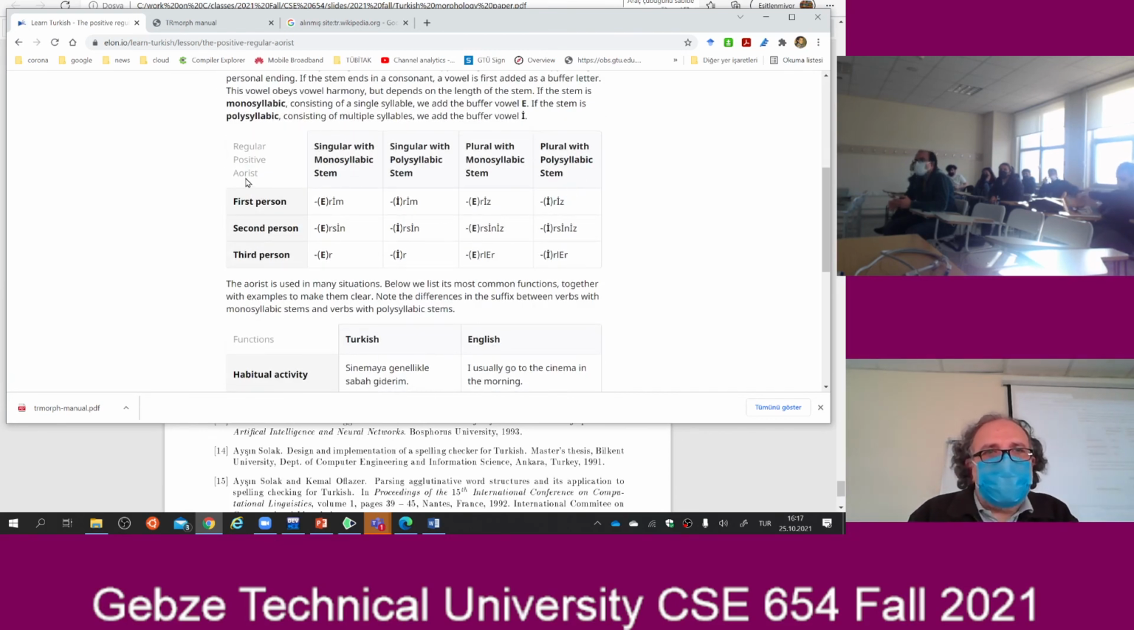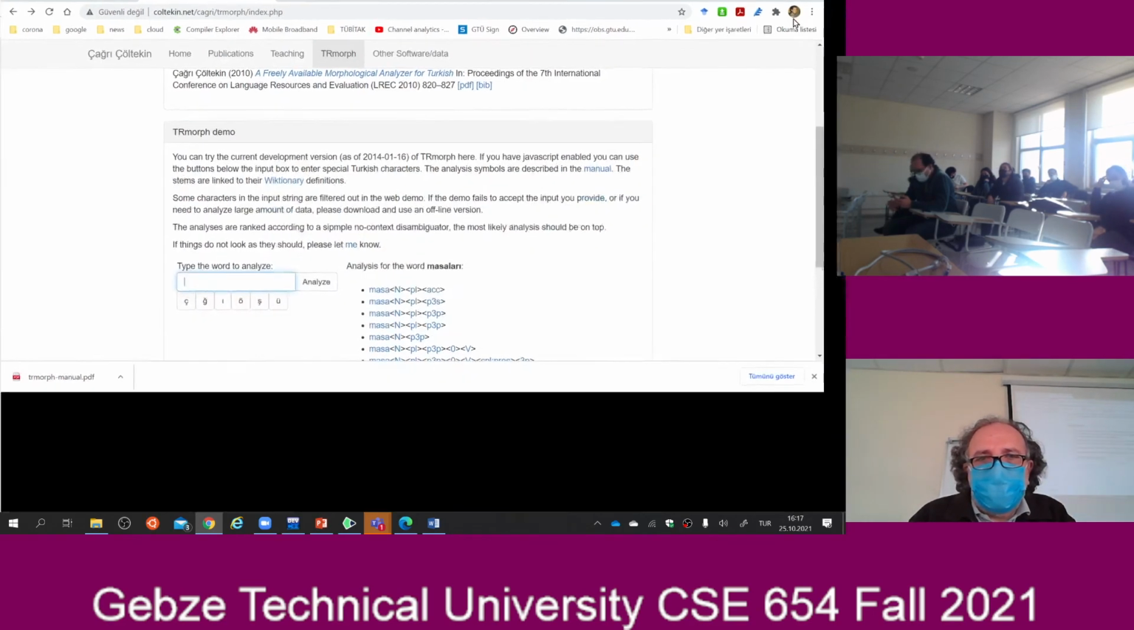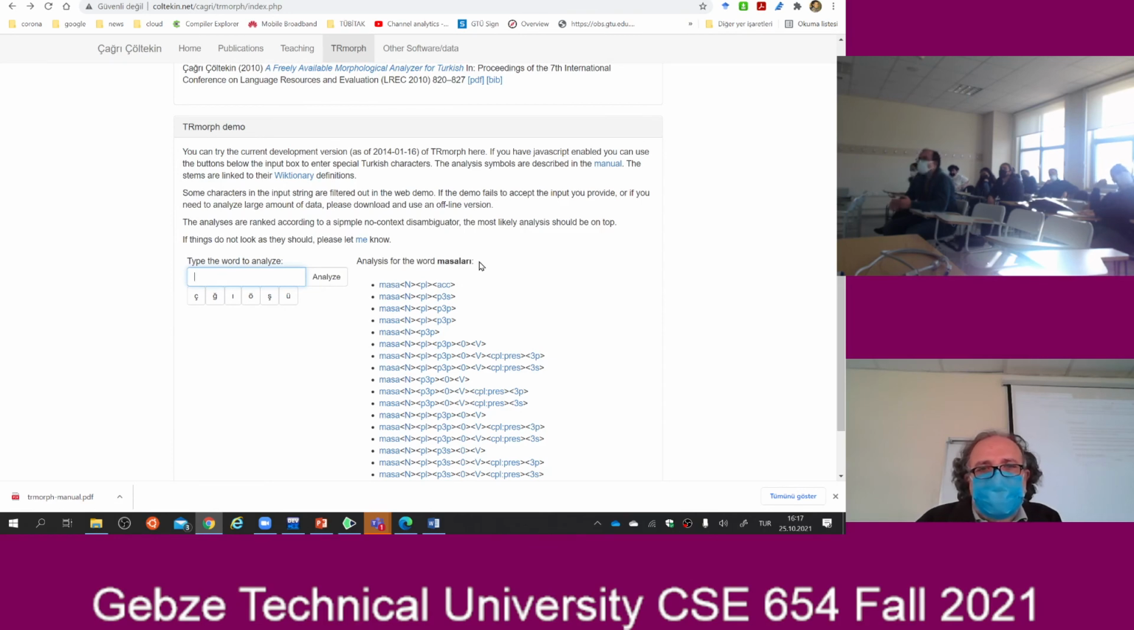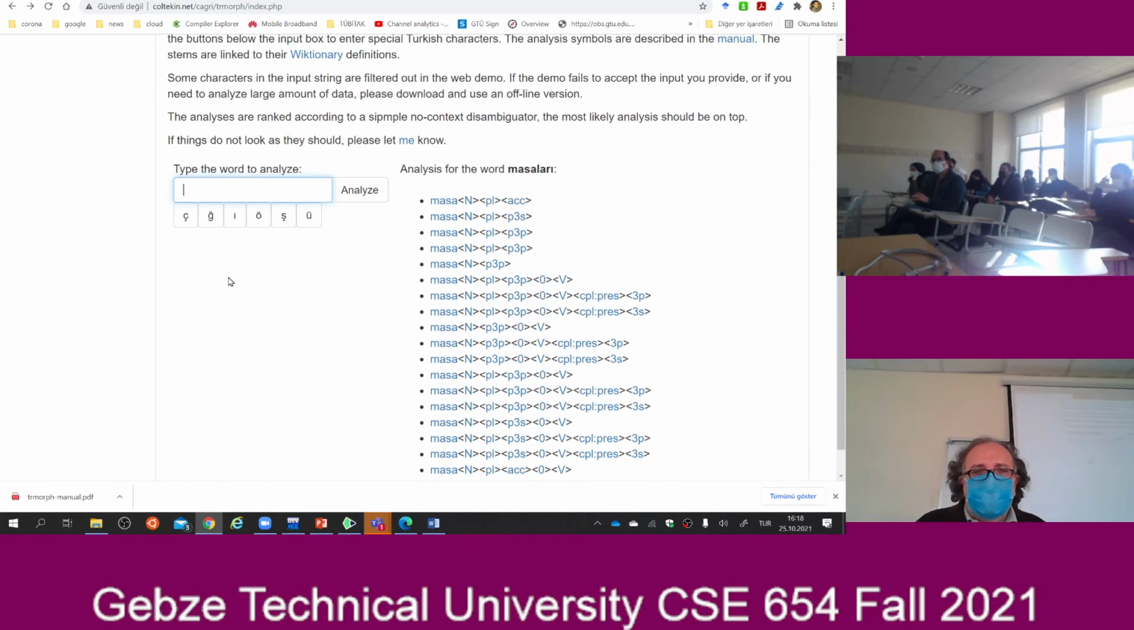Anyway, let's go to this TR morph, if I can find it. I guess it is here. And now we can do, see, masaları. As we did before, there are many morphological parses of it. Some of them are exactly the same. Due to some problem with the software, I don't know, but it's very useful to test this. Okay, masa, noun and plural and accusative, I hali.